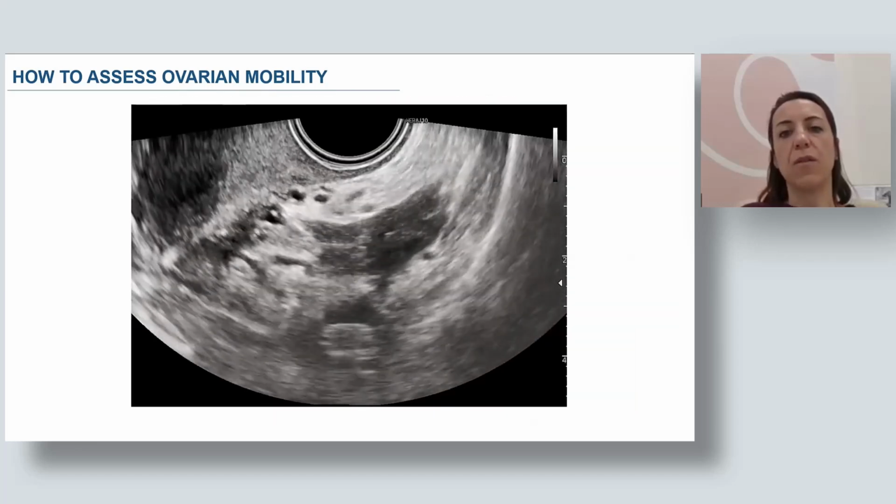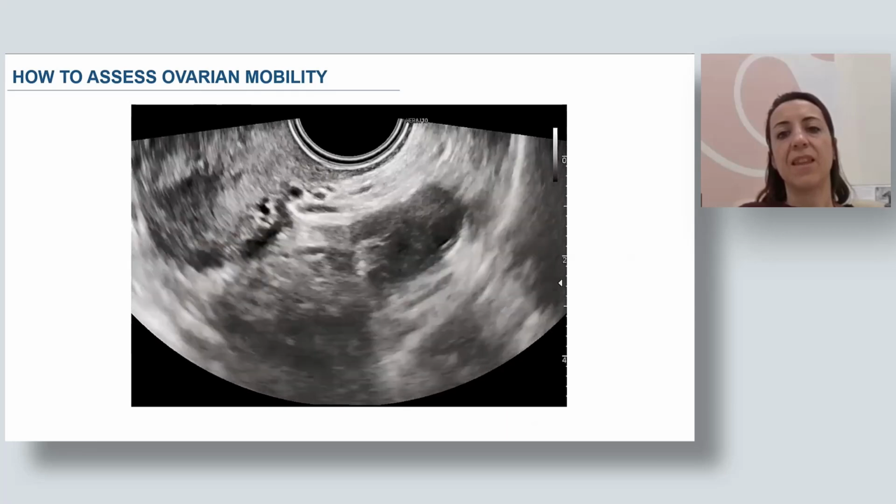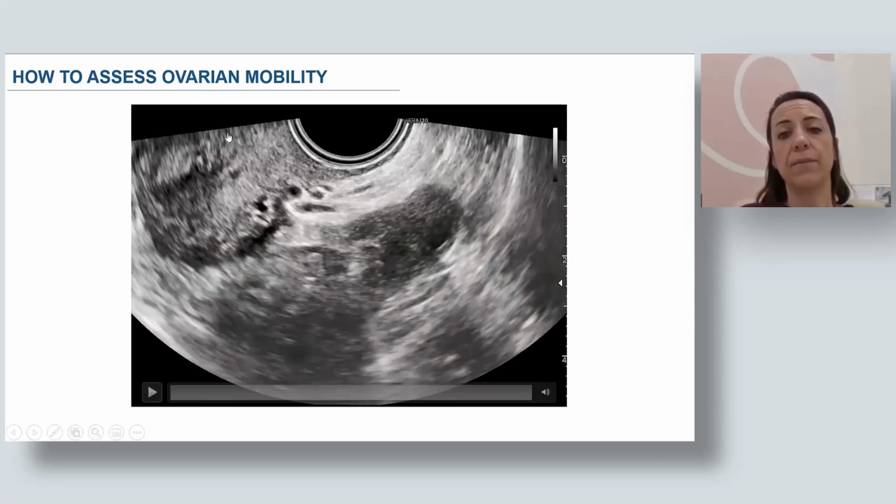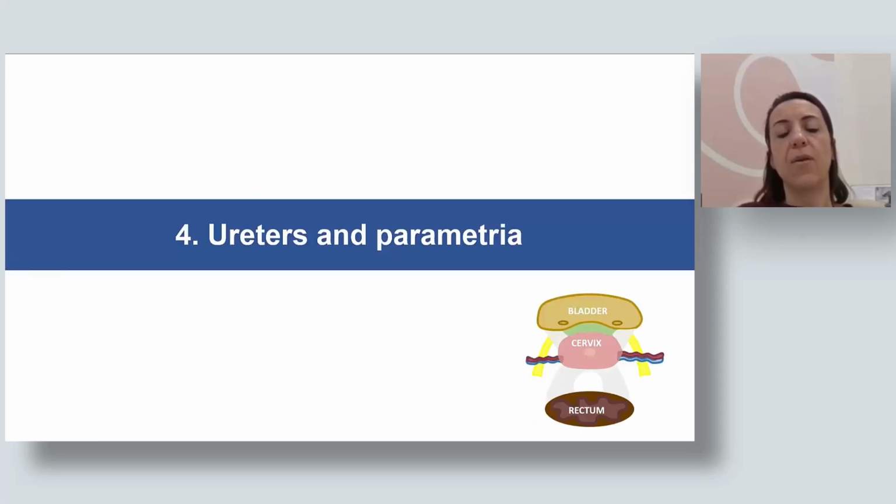What about this ovary? This ovary is fixed to the bowel, but also to the uterosacral ligament. Now, how to assess ureters and parametria?